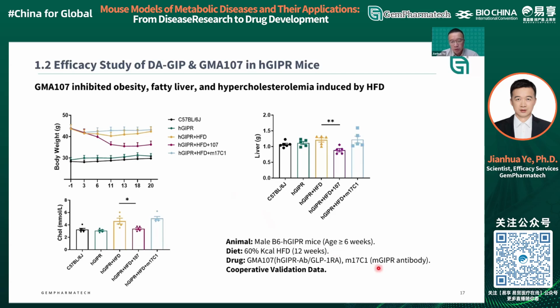If it is a mouse GIP receptor antibody, it cannot bind to the human GIP receptor in our humanized mice, and it does not have the body weight reducing effect.